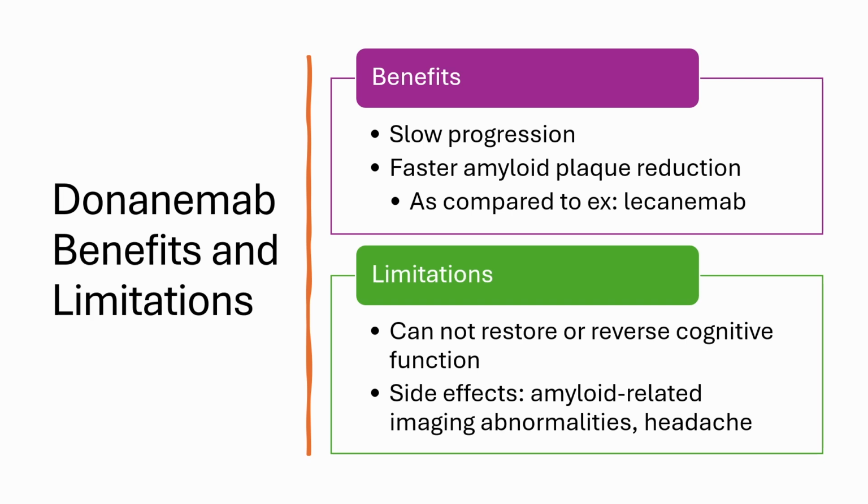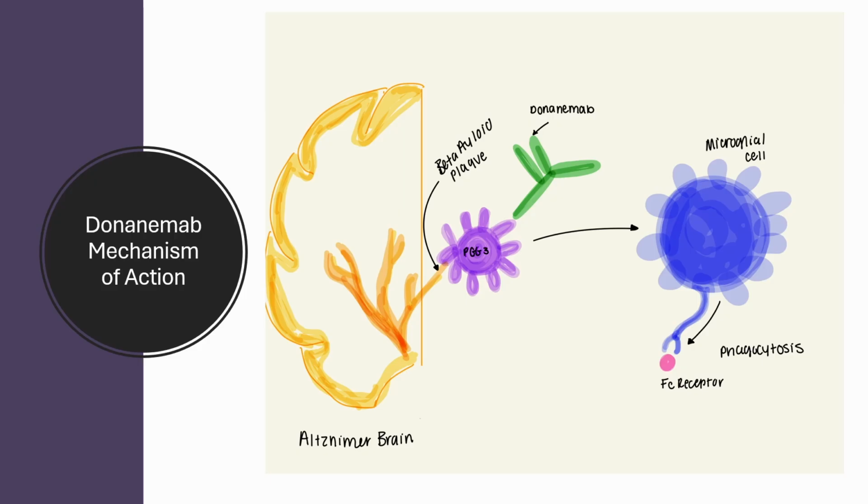The limitations of Donanemab, essentially analogous with all Alzheimer's disease treatment medications, are that it cannot restore or reverse cognitive function that has already been lost. Side effects include amyloid-related imaging abnormalities, which can be microhemorrhages or small amounts of edema seen on imaging, as well as headache. The mechanism of action of Donanemab includes Donanemab binding to position 3 of the beta amyloid plaque, specifically position 3 of the pyroglutamate modified beta amyloid plaque.